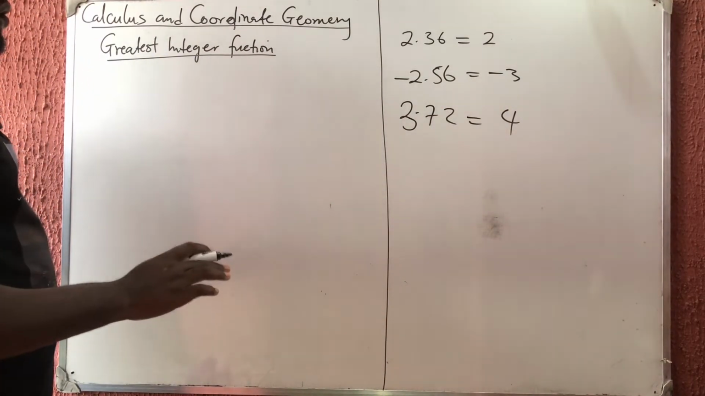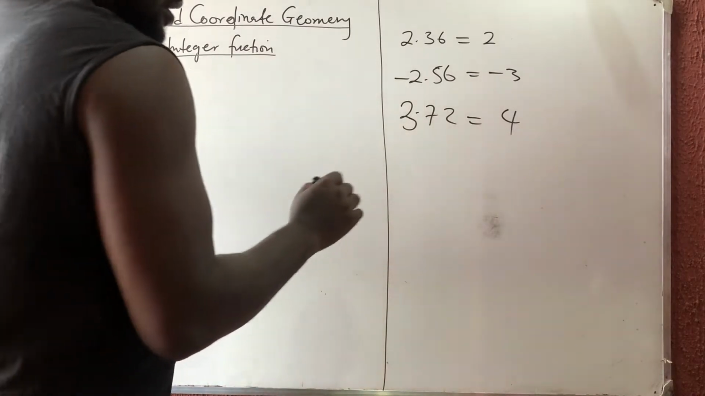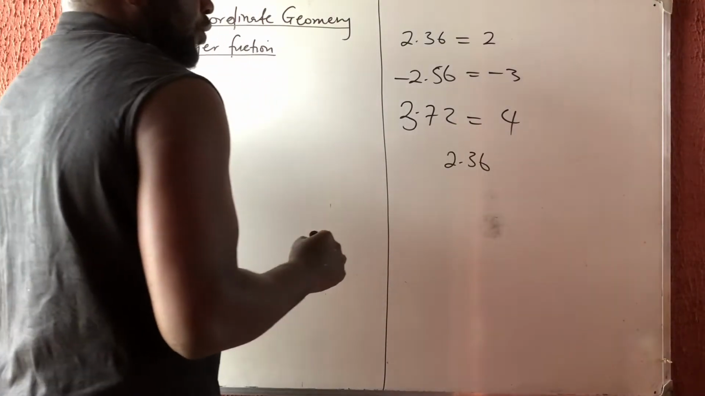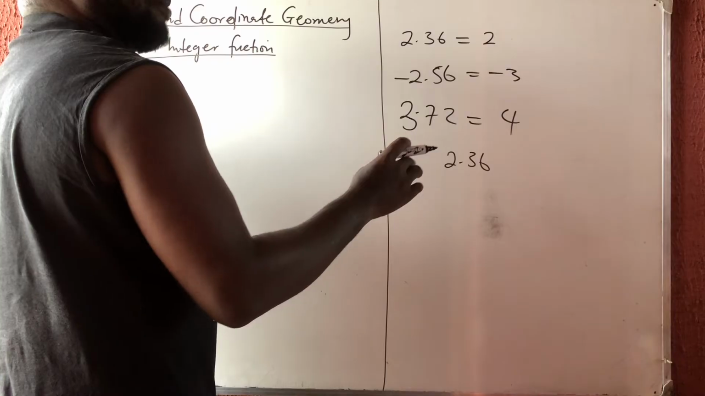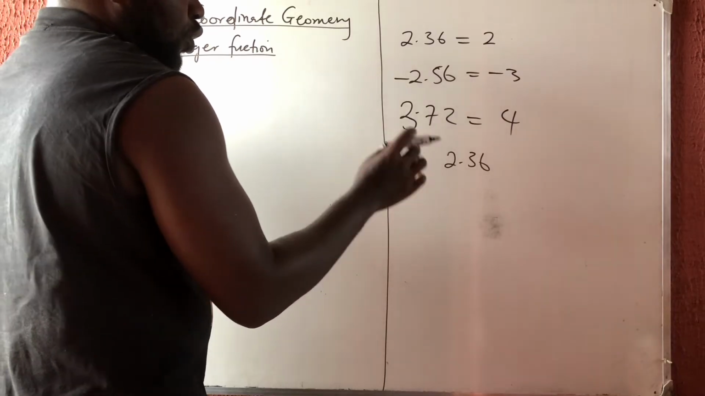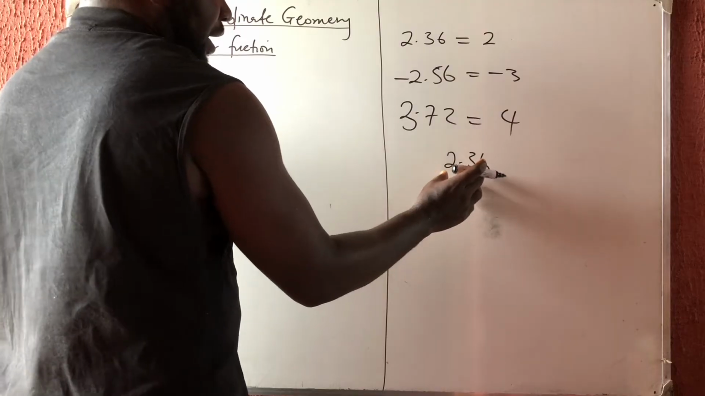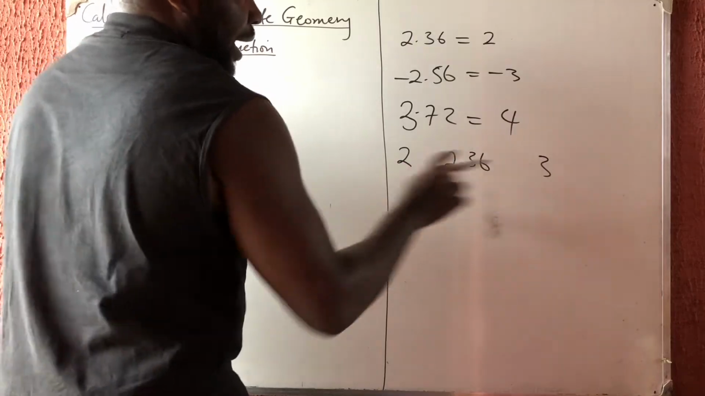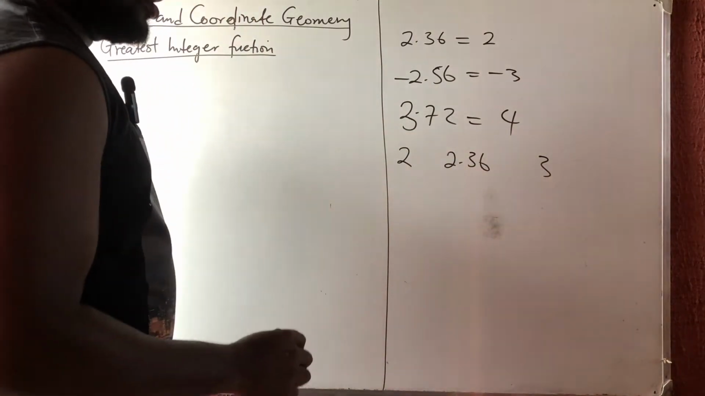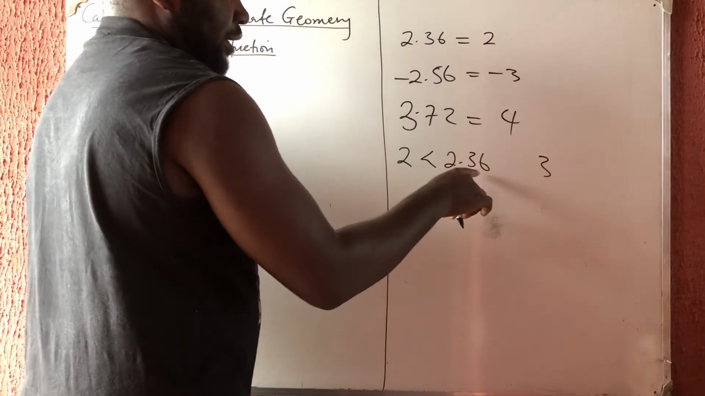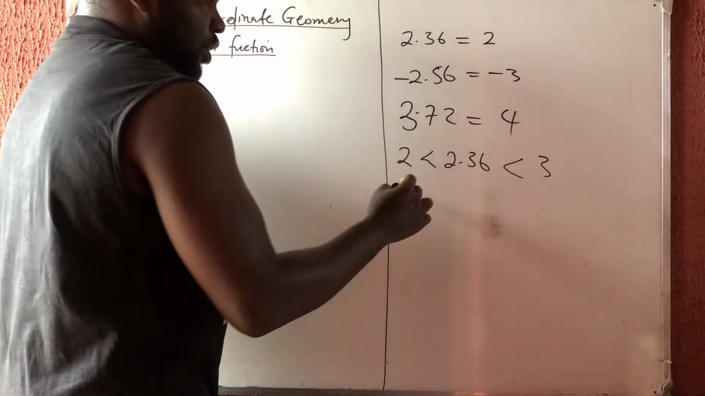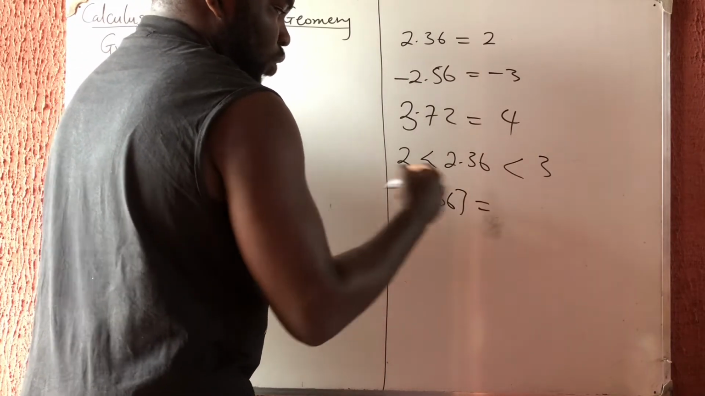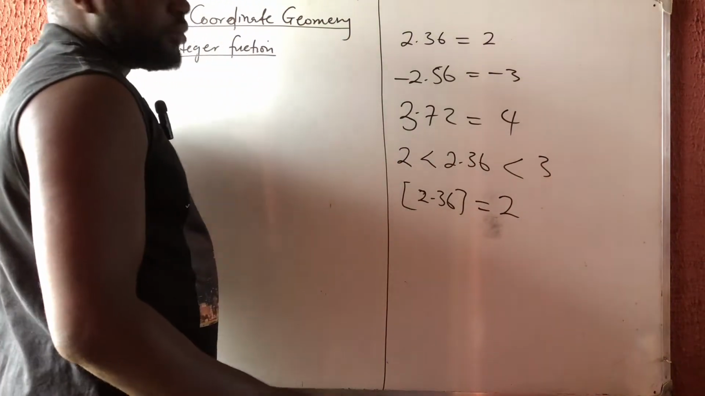But in the greatest integer function, the way we do points is this. Look at 2.36, for example. 2.36 is in between two whole numbers, 2 and 3. So 2 is less than 2.36, while 2.36 is less than 3. So the greatest integer function of 2.36 is equal to the one on the left hand, which is 2.